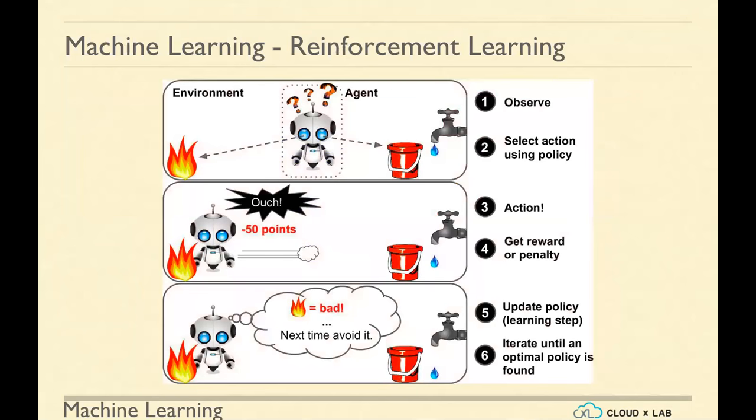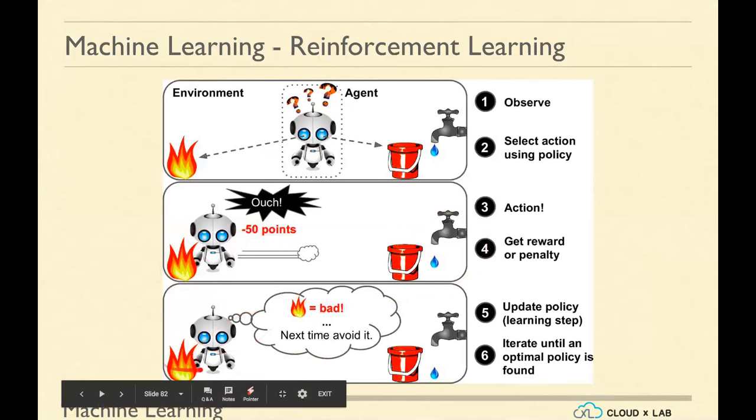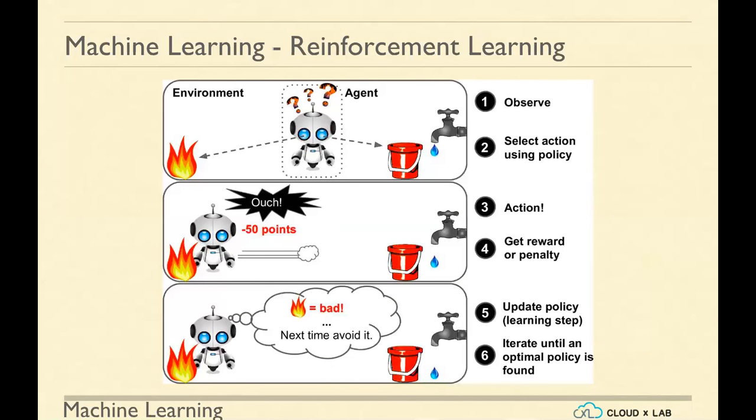Reinforcement learning is something in which there is an environment. This is a learning that we all get very quickly. Mario, that we talked about in the beginning, is an example of reinforcement learning. There is an environment and there is an agent. The agent basically observes, selects some kind of policy or strategy, and takes an action. It might get a reward, or it might get a penalty. Okay, so next time it'll avoid it because it has touched the fire. So it keeps on updating the policy, that's the learning, and it will keep on iterating until an optimal policy is found. So this is what was happening in the case of Mario. The example that we took was of reinforcement learning.